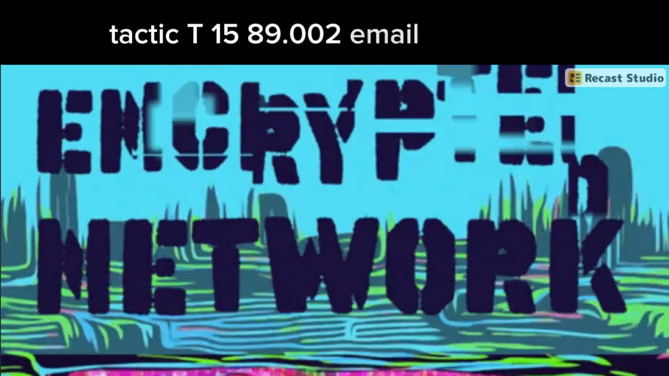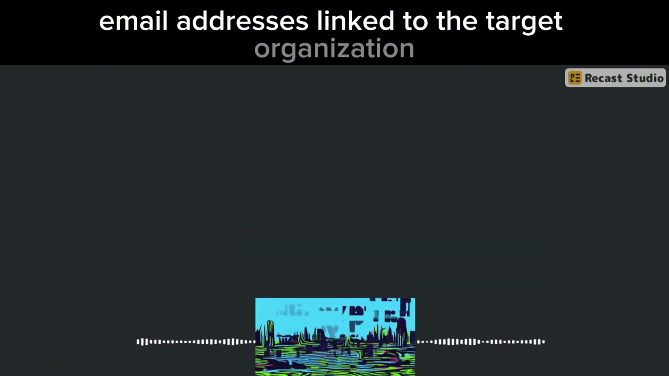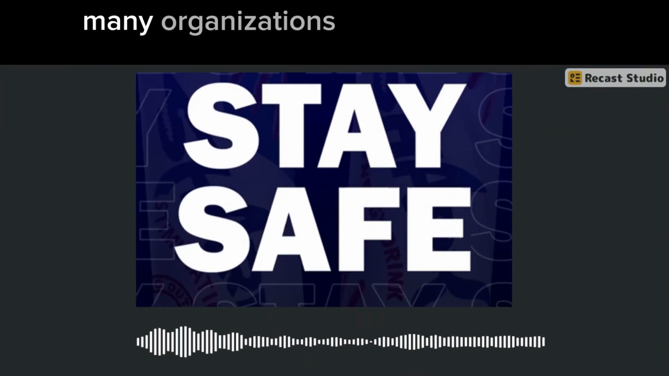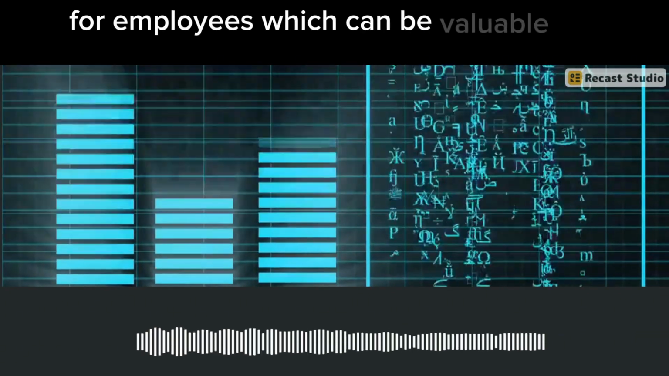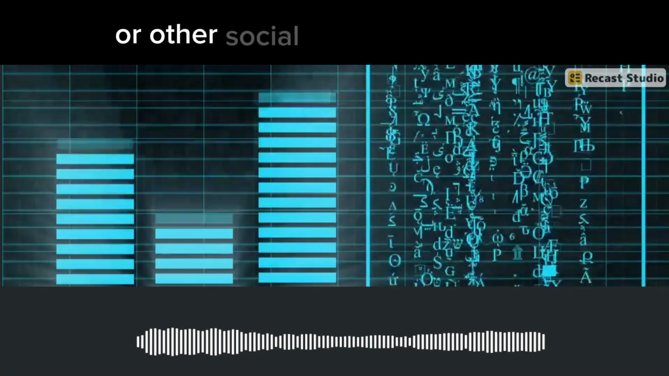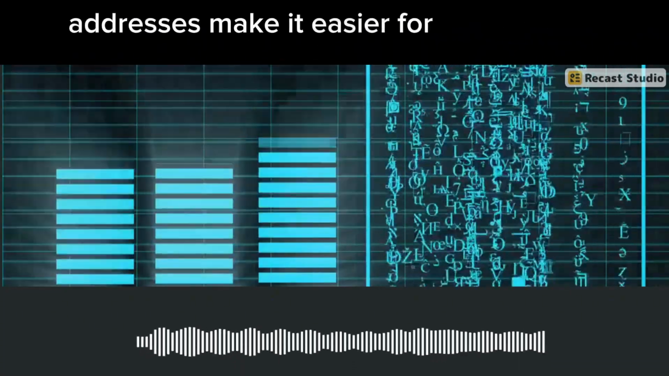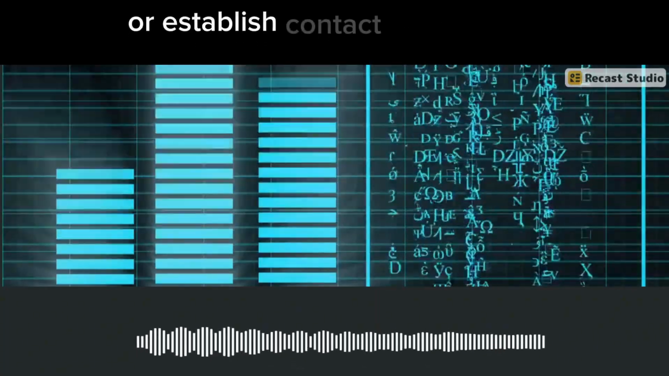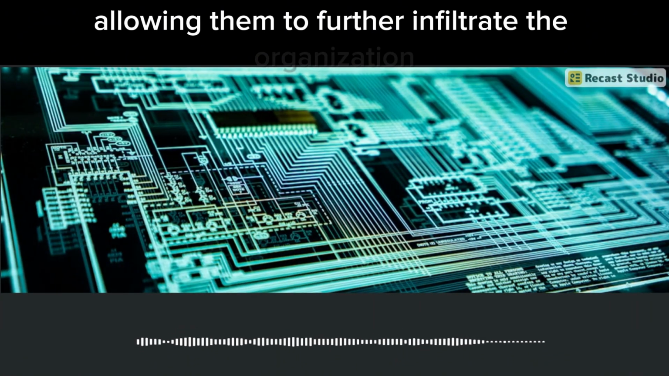T1589.002, Email Addresses. In this technique, attackers gather email addresses linked to the target organization. Even if internal email systems are used, many organizations have public-facing email addresses for employees, which can be valuable for spearphishing or other social engineering tactics. Public email addresses make it easier for attackers to identify and impersonate employees or establish contact under false pretenses, allowing them to further infiltrate the organization.